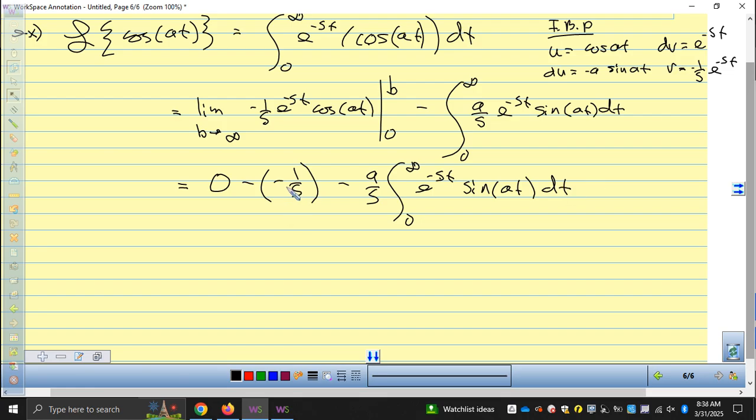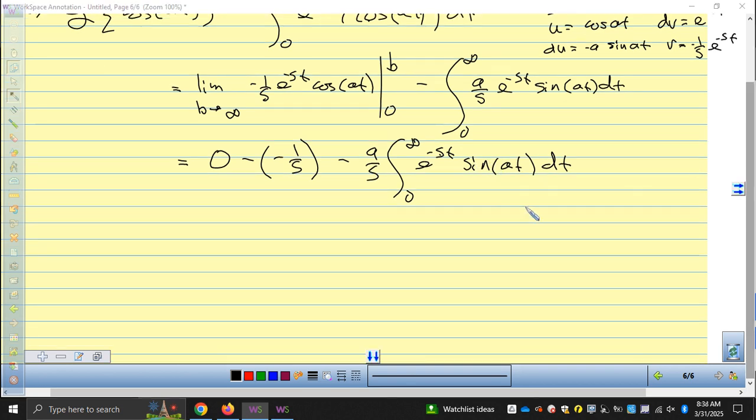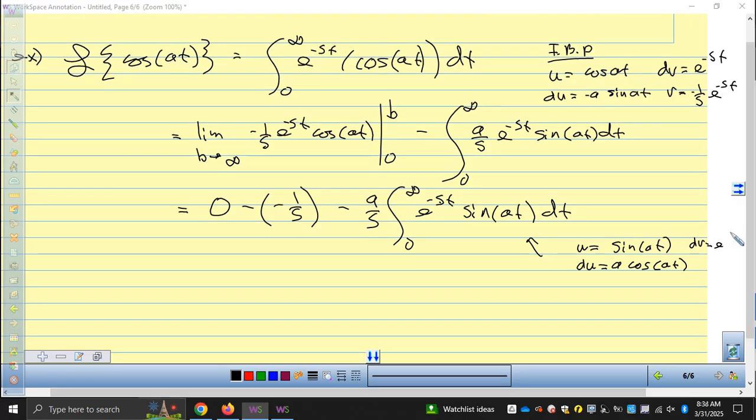So we have this factor of 1 over s here, this term 1 over s in front, and then we have to evaluate this integral now. So now we need to do another integration by parts. So I'm just going to look at this integral. For this integral, u is sine of at, du is a cosine at, dv is e to the minus st, and v is negative 1 over s e to the minus st.